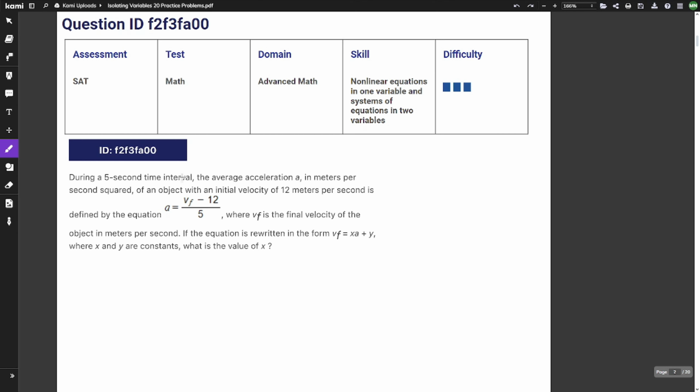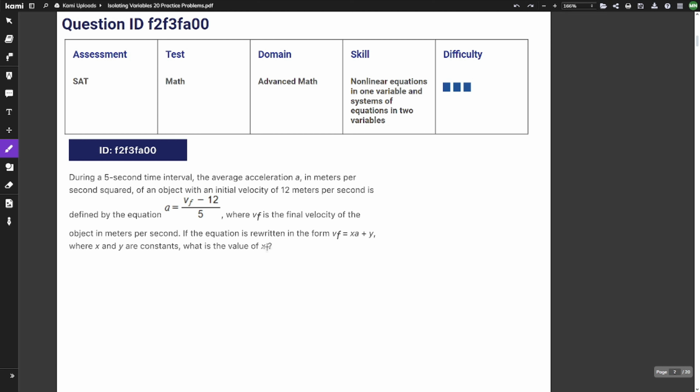Question number 2. During a 5-second time interval, the average acceleration a in meters per second squared of an object with an initial velocity of 12 meters per second is defined by the equation, where vf is the final velocity of the object in meters per second. If the equation is rewritten in the form of Vf equals xa plus y, where x and y are constants, what is the value of x?